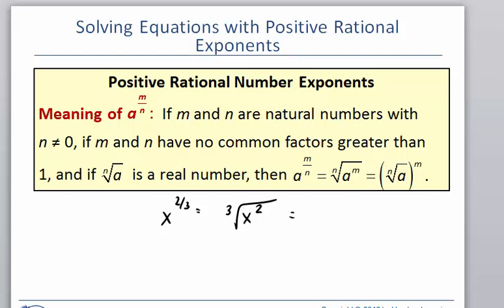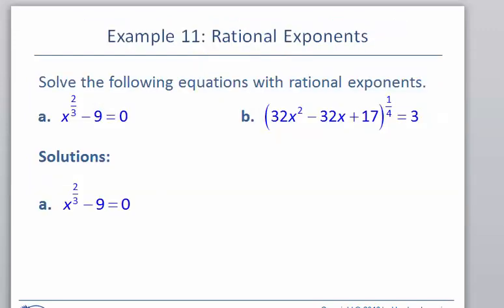Or we could write it as the cubed root of x raised to the second power. Okay? All right, so let's look at a couple of examples there. Two examples that we're going to deal with. The first one is x to the 2/3 minus 9 is equal to 0.